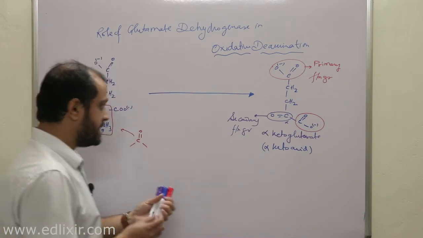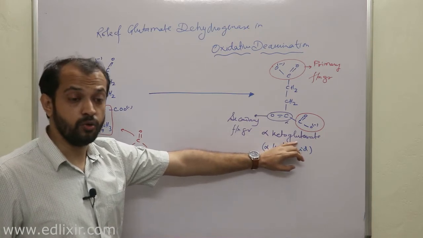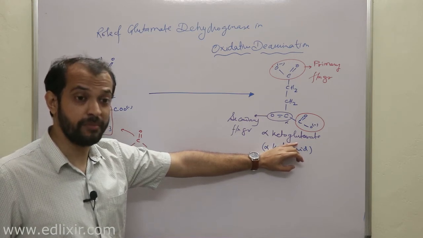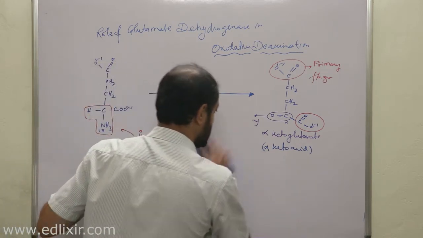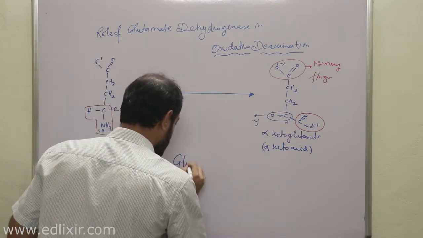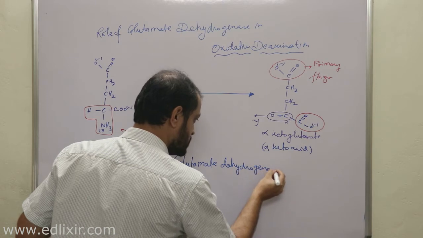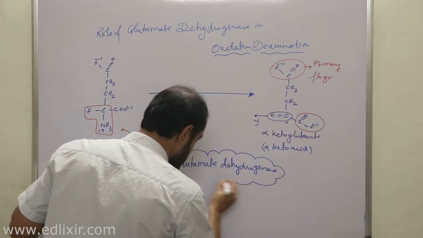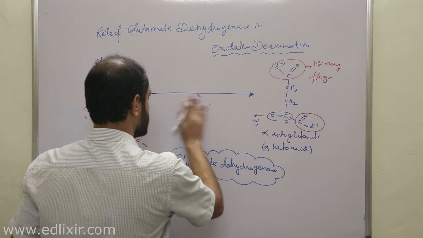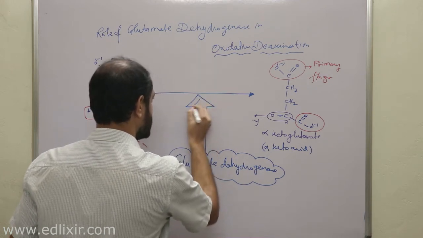Clear? Now, the enzyme involved in the conversion of glutamate into alpha ketoglutarate is known as glutamate dehydrogenase, which is present in the mitochondrial matrix. The first point you need to understand is that glutamate dehydrogenase is the enzyme essential for the conversion of glutamate into alpha ketoglutarate, right?